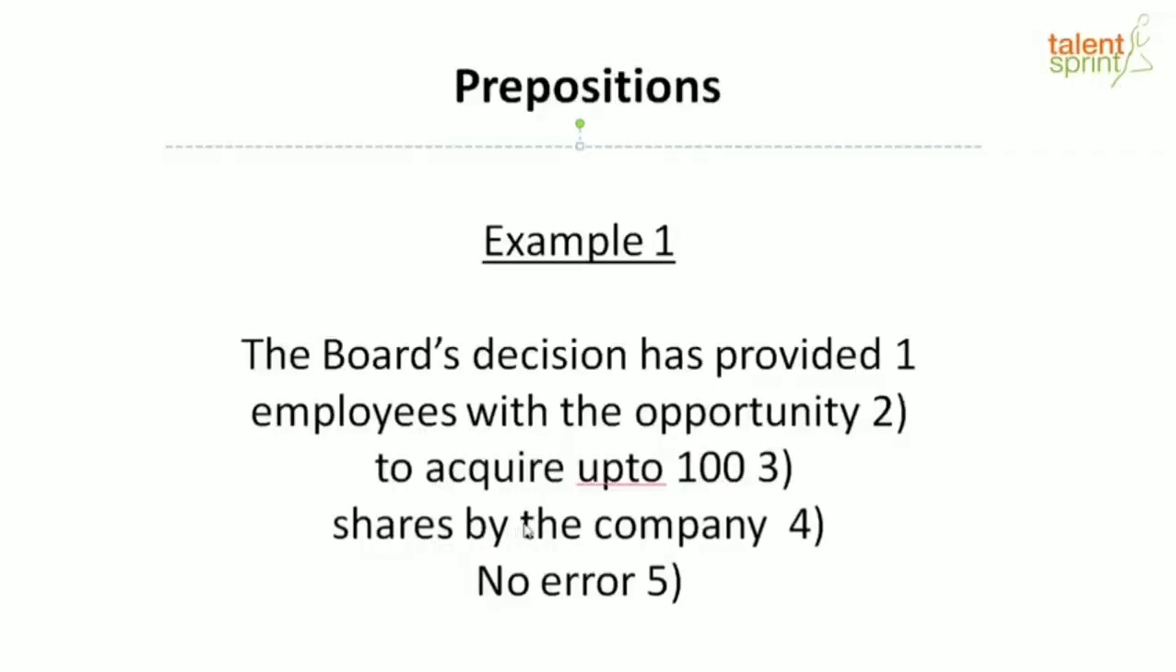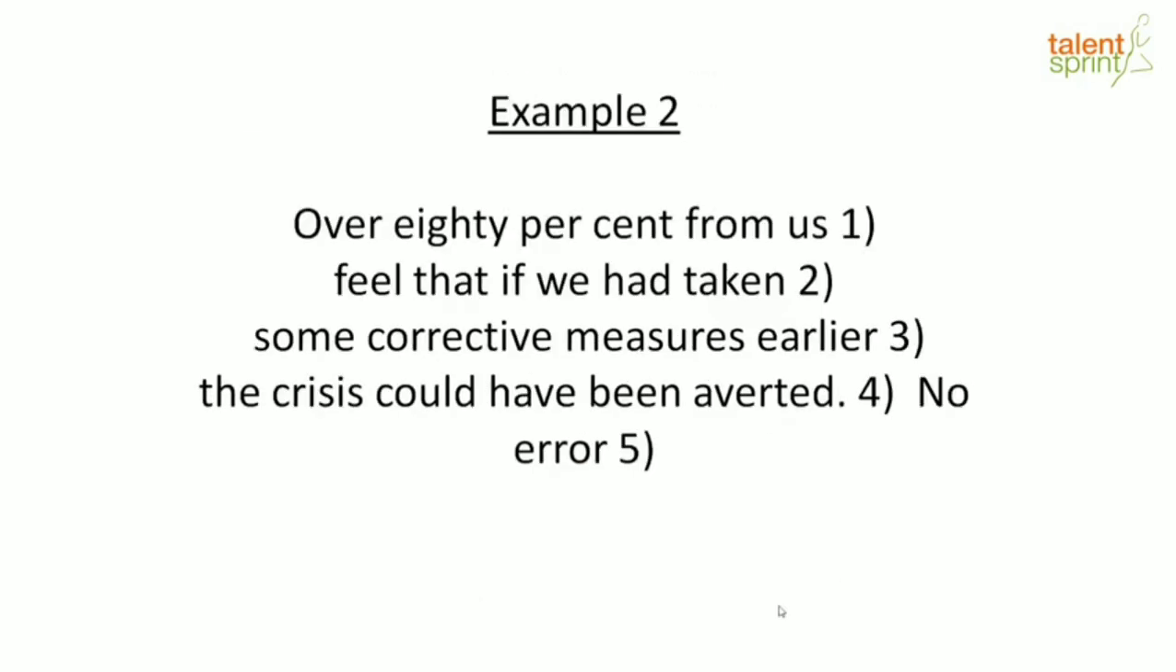So we make that change, and the error is in part 4. Right? So we change by to of. The board's decision has provided employees with the opportunity to acquire up to 100 shares of the company and not by the company. Let's move on to our next example.